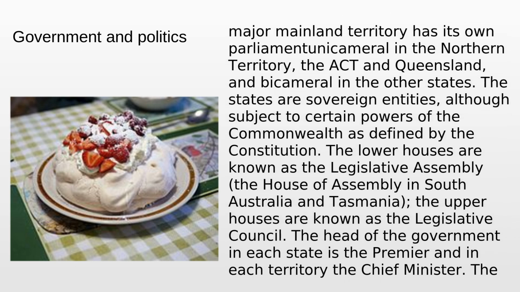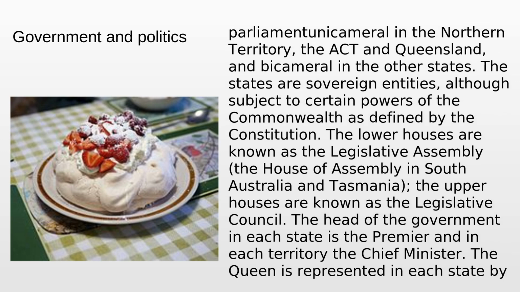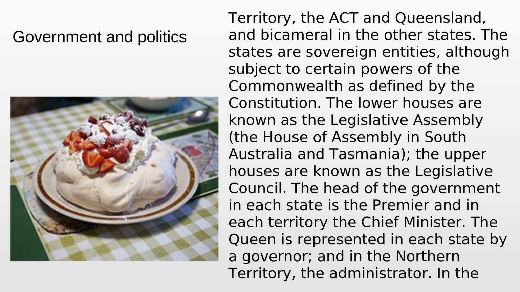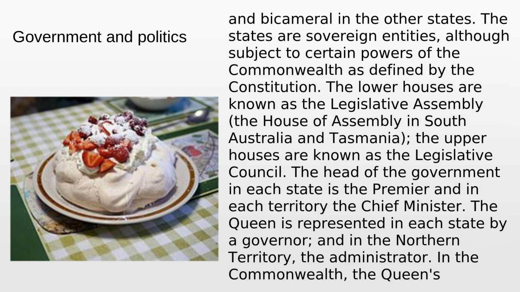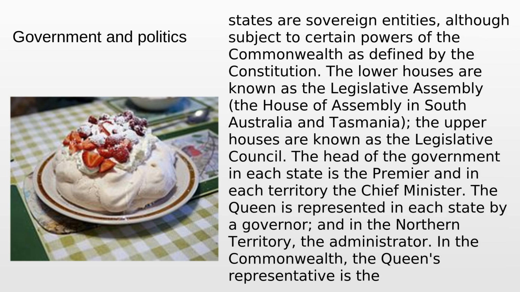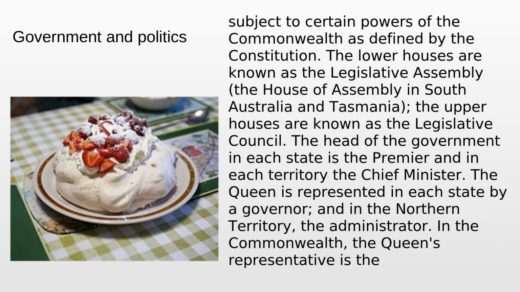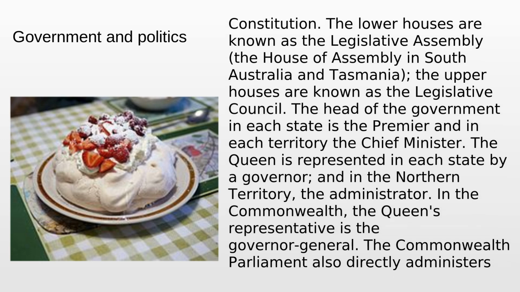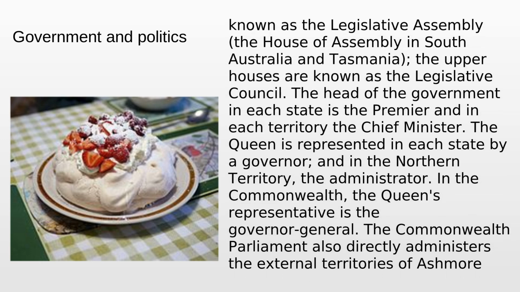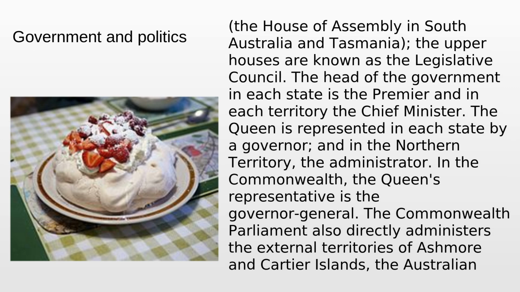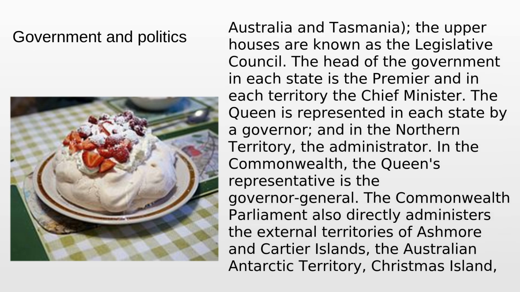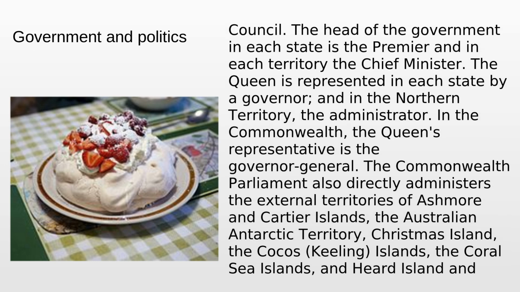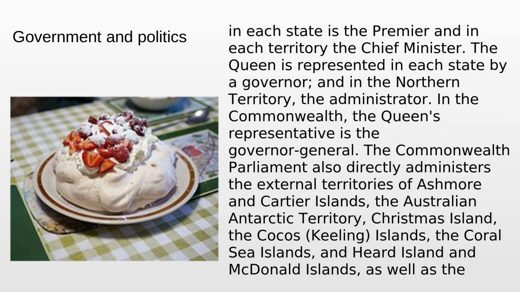The states are sovereign entities, although subject to certain powers of the Commonwealth as defined by the Constitution. The lower houses are known as the Legislative Assembly, the House of Assembly in South Australia and Tasmania. The upper houses are known as the Legislative Council. The head of the government in each state is the Premier and in each territory the Chief Minister. The Queen is represented in each state by a governor, and in the Northern Territory, the Administrator. In the Commonwealth, the Queen's representative is the Governor-General.